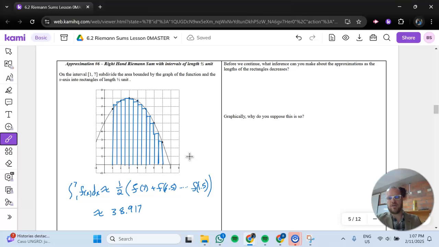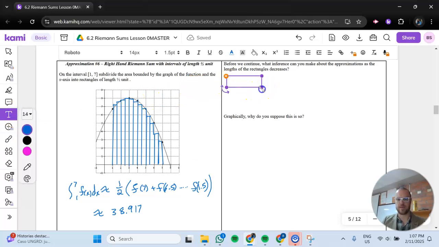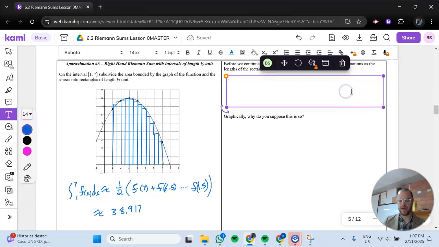So before we continue, what inferences can we make about the approximation lengths as the width of the rectangle decreases? Well, as we've kind of been mentioning as we've been doing these, what that really means is that as they get smaller, we get a more accurate representation. So as width decreases, i.e. more rectangles, we get a more and more accurate representation of the approximate area.